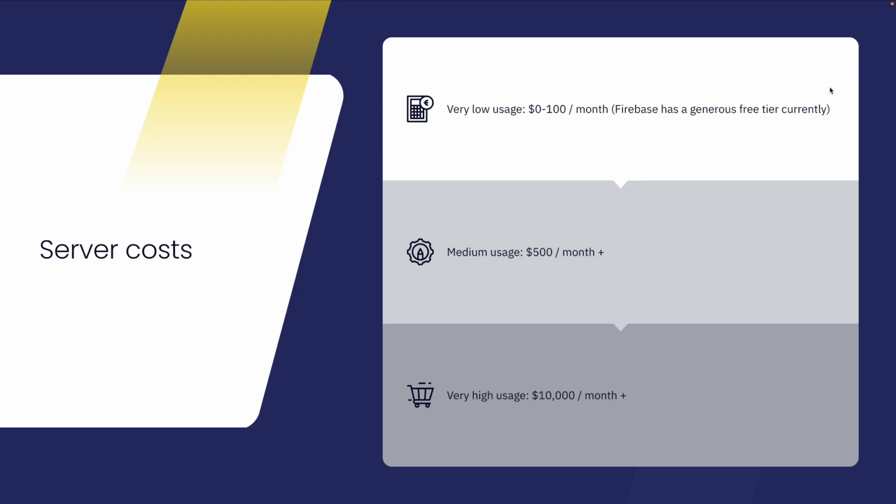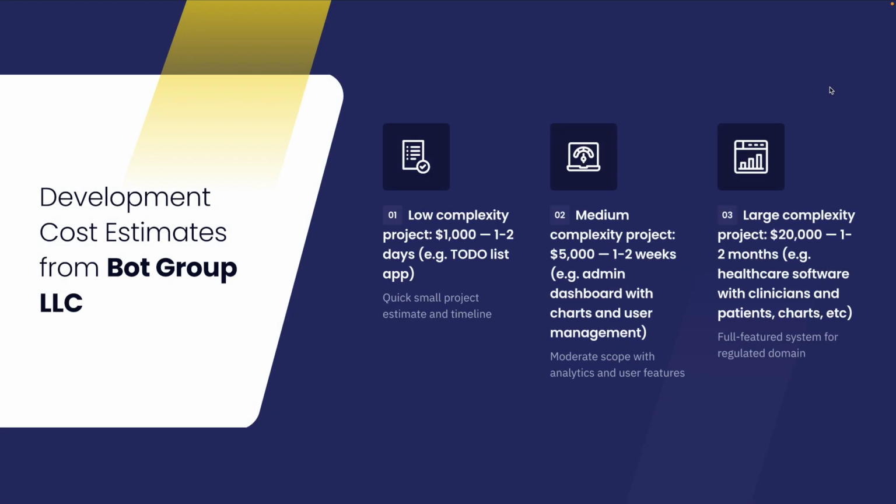For medium usage, you might run into $500 a month or more for a fair amount of users using your product and a good amount of records in the database, even a few million. And finally, for very high usage, where you've got a lot of devices pinging your server and you have an incredible amount of usage, you might be looking at $10,000 a month or more for a project with extremely high usage.